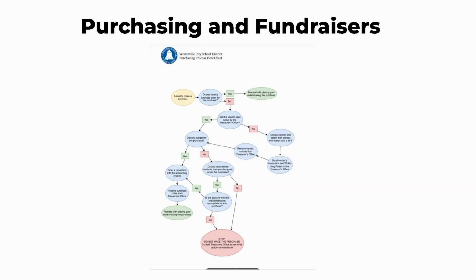Purchasing and fundraisers is something that is very big for our athletic groups, as well as all of our other extracurricular activities. So we wanted to make sure that we included this flow chart from our treasurer's department. It makes things very clear on when you think you may want something, this is the process that you need to follow. So we wanted to make sure that we included that, as sometimes that trips people up if they're not embedded within the system.